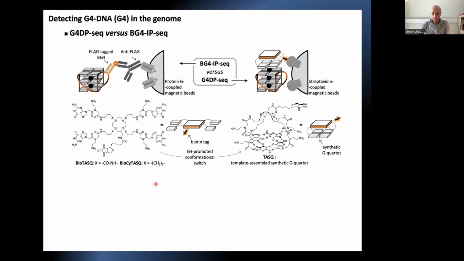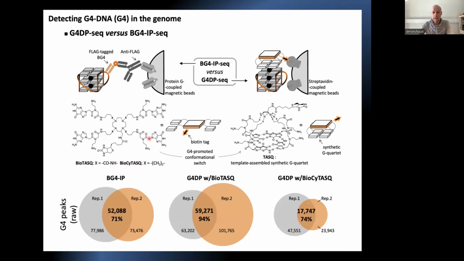And interestingly, we also included in our study the antibody BG4. So this was, for me, the first comparison of the capture efficiency of an antibody on one side, the BG4, and of a small molecule on the other side, the biotin-TASQ and its new derivative, which is now commercially available at Sigma. So we did this experiment, and we were quite happy to see that, in fact, the BG4 antibody and the small molecule can precipitate DNA G4 with roughly the same efficiency.